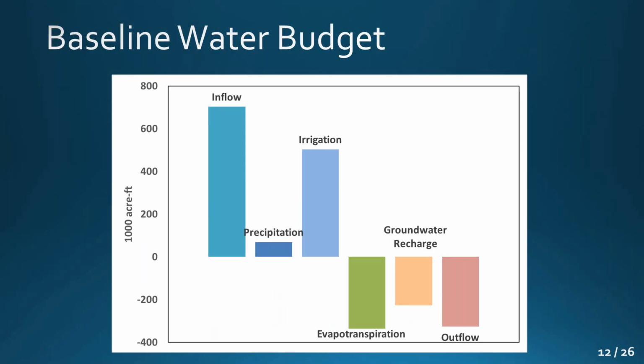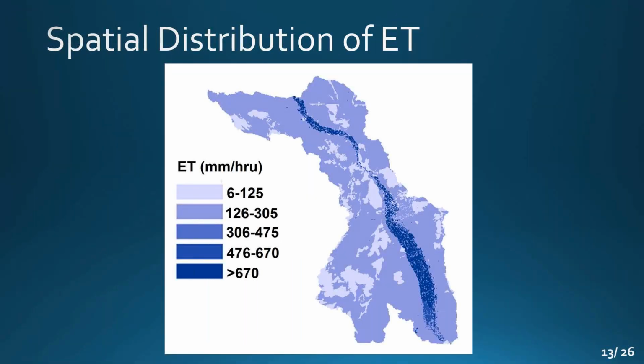And then we use the calibrated model to look at the baseline water budget. So inputs, we're seeing precipitation, inflow, and irrigation, and losses from the system are evapotranspiration, groundwater recharge, and outflow. And so we have a baseline understanding of the system. There's a lot of irrigation happening, as you see in the summary chart.